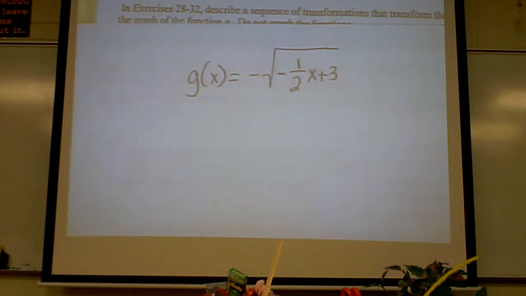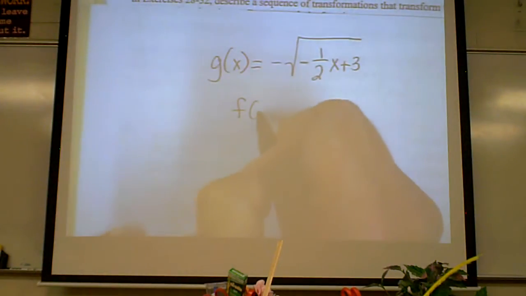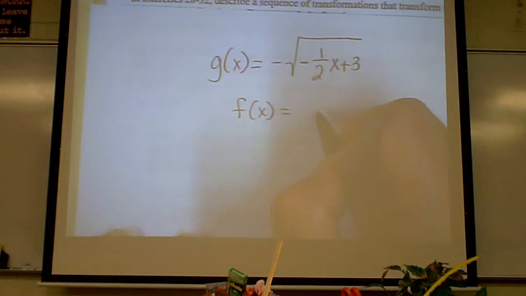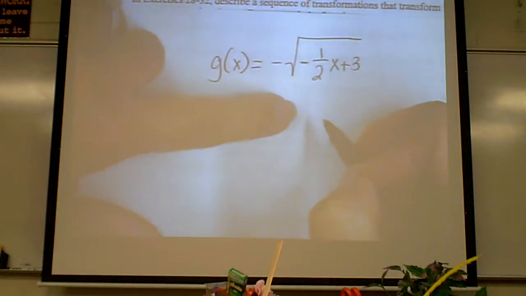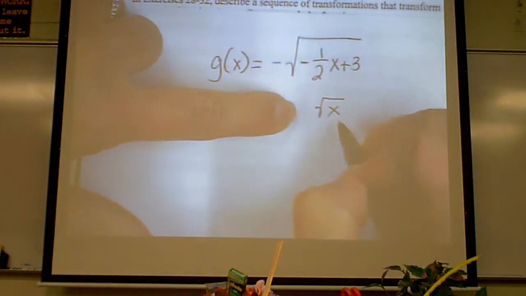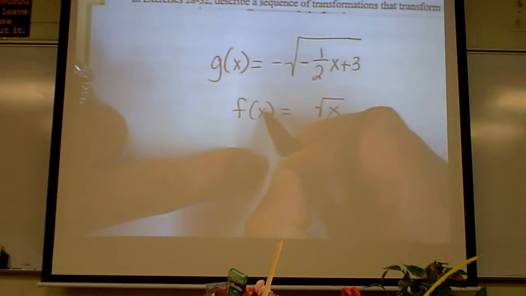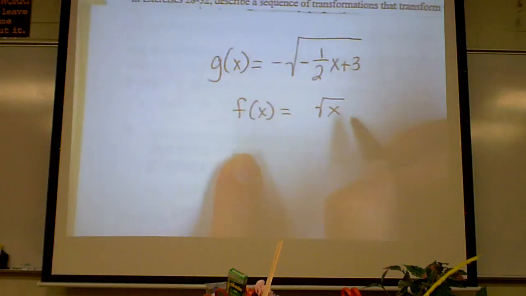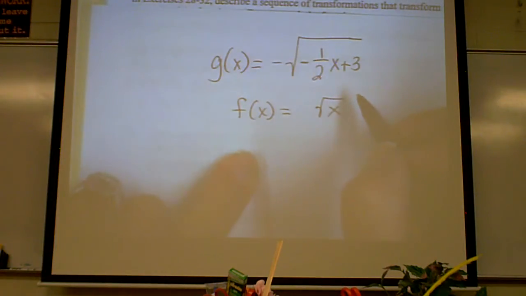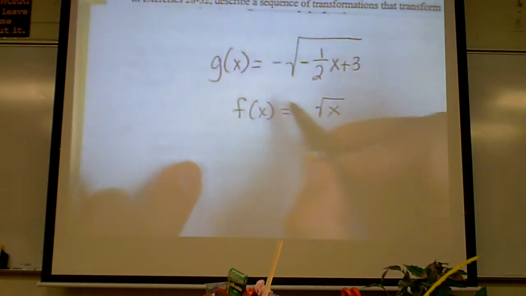The first thing you need to do is state the parent function. What's the parent function? Square root of x. Now, if you just write the square root of x, you're going to lose a half point. You have to have x and y. It's nothing if you just have square root of x. You have to have 2.